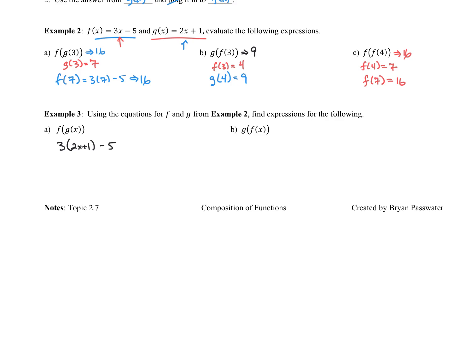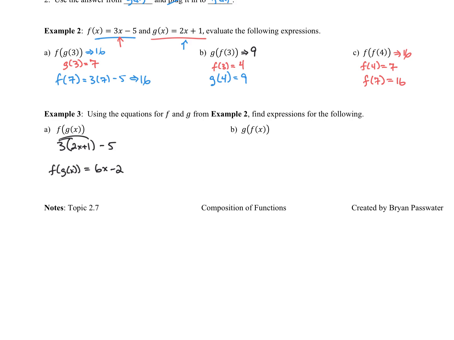All right, and so what do we do with this 3? Distribute it. So how many x's do we have? 6 x's. All right, and so now I'd have 6x, and then what does my constant go to? So plus 3 and then minus 5, which is minus 2. All right, if you need to make multiple steps, that's fine. All right, let's do the next one.